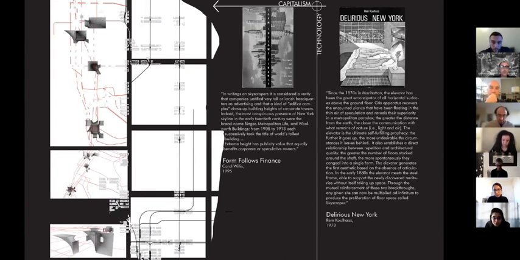I'd like to quote from the excerpts. From Form Follows Finance, what I understand is: the most conspicuous presence, extreme height, has publicity value that equally benefits corporate or speculative owners. From this, I understand the present skyline that we see is derived from finance.